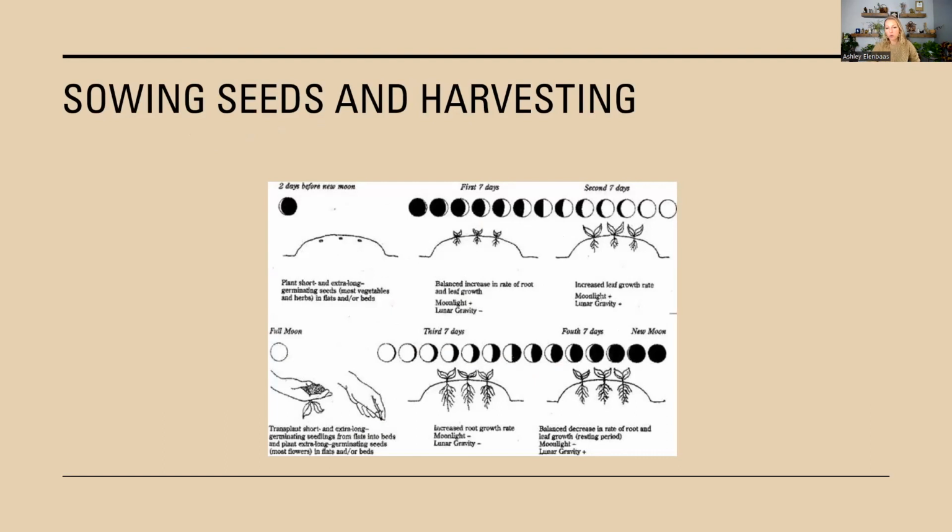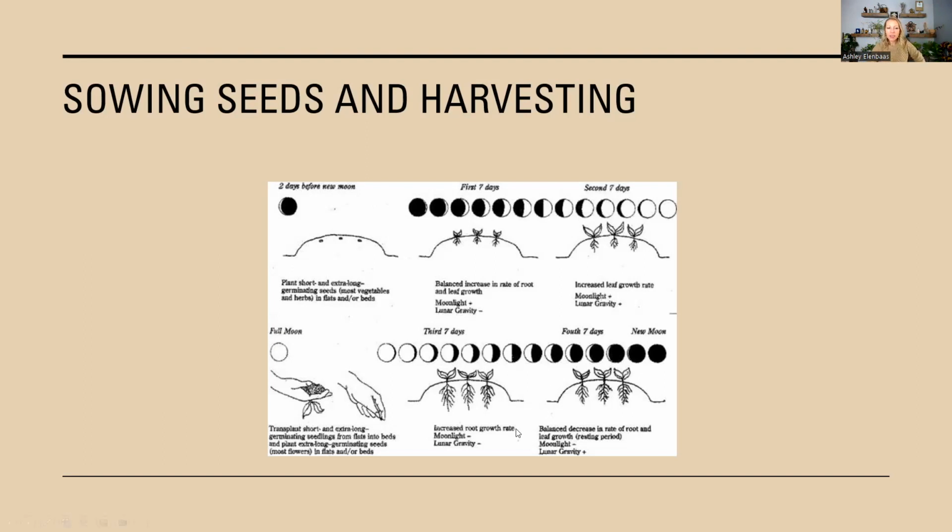Then in the second 7 days of that first part of the cycle, we see an increased leaf growth rate. So we have, again, more of that upward action, and we see that lunar gravity becoming increased. Then at the full moon, we can transplant short and extra long germinating seedlings from flats into beds, right? Remember, we're tipping over into when the root phase is going to be activated. So we can transplant things right after the full moon. This is also where I personally harvest my above ground parts, my aerial leaves and flowers.